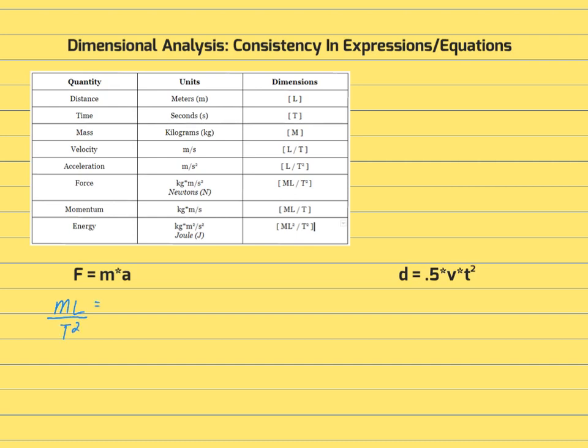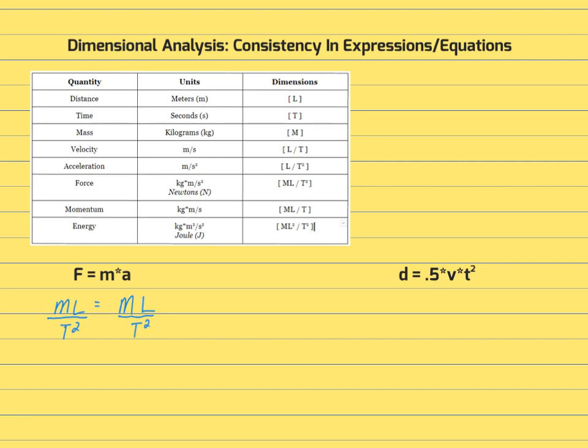Now, on the right side, we have mass times acceleration. So if we take a look, mass, our dimension is m, mass. Okay, and then acceleration, our dimension is L divided by t squared. So you can see that on the left and the right side, our dimensions are consistent. They line up. Now, this is a really simple example.